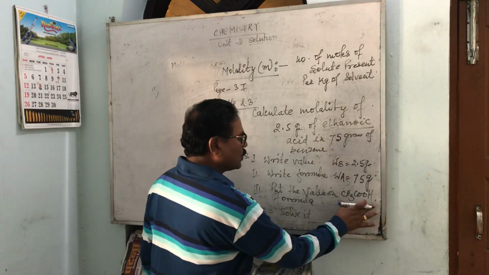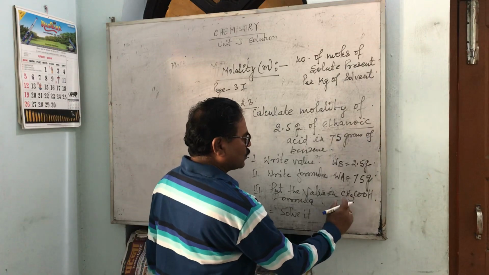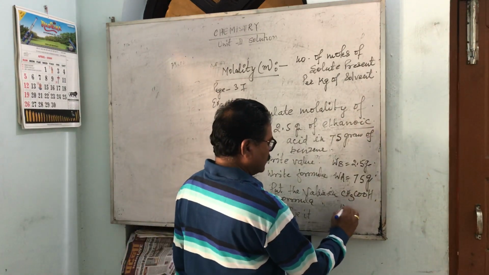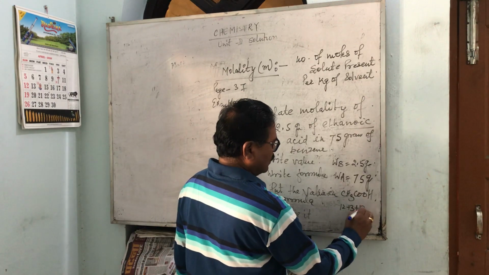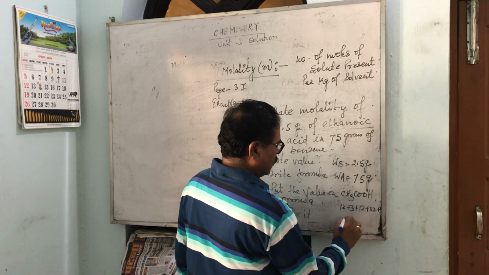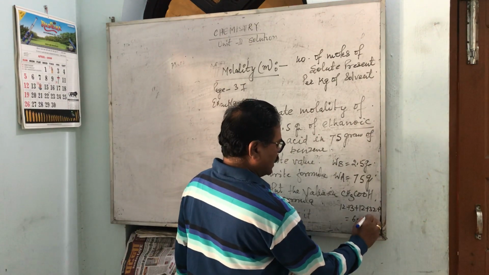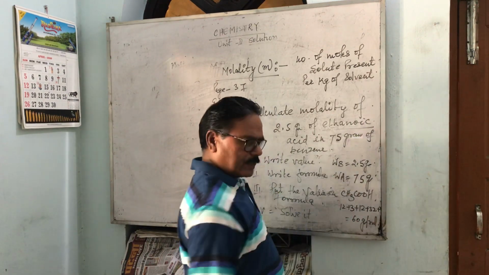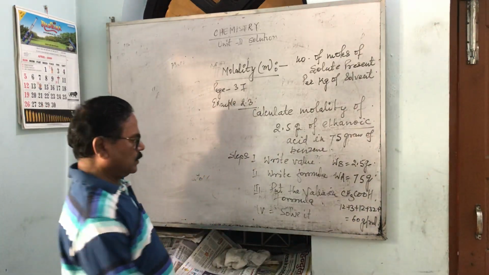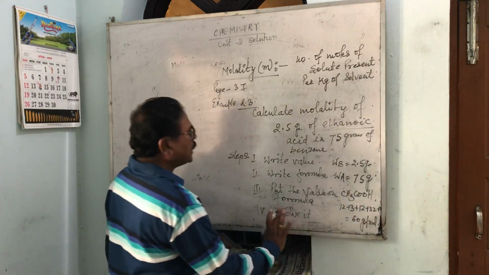This is CH3COOH. Now we calculate the molecular mass. So what will be the molecular mass of this ethanoic acid? That comes to be 12 plus 3 plus 12 plus 32, with 2 oxygens, plus 1. Almost it comes to be 60 gram per mole. These are the data.